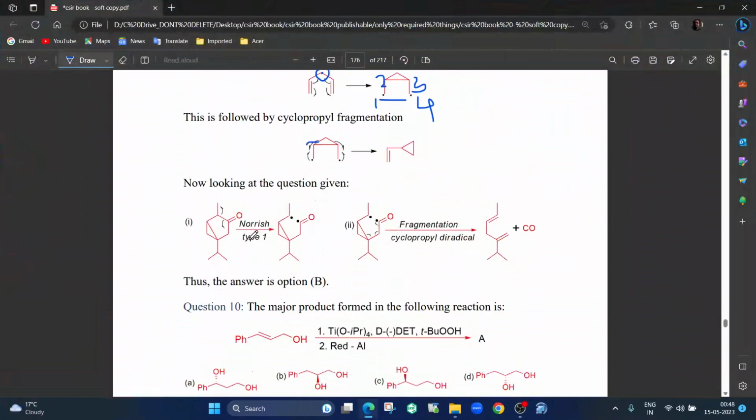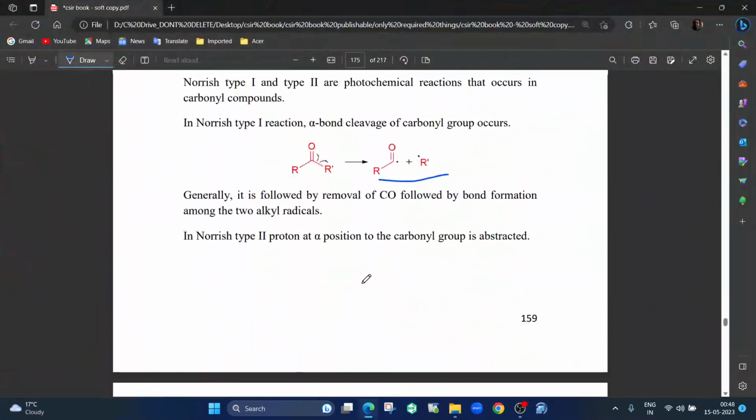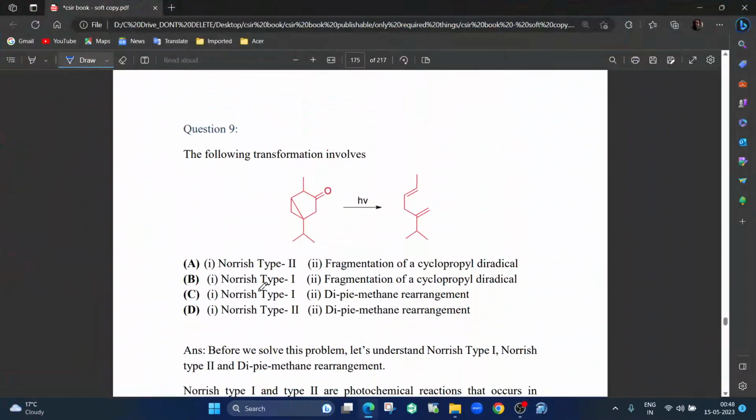Of course, the first one is Norrish type 1 because it is breaking up, and then what is happening? This cyclopropyl is opening up, this opens up, this comes here, this comes here, and this carbon monoxide is lost, and this also comes here and this comes here, and you are getting this system. So this is your answer. So the answer is option number B. What's option B? Norrish type 1 and fragmentation of cyclopropyl diradical. Okay.